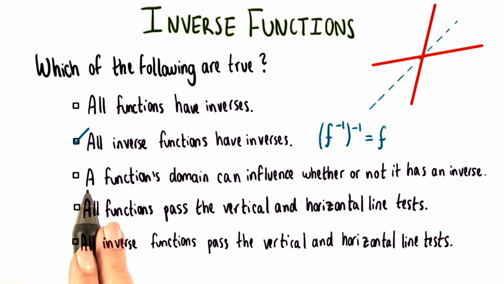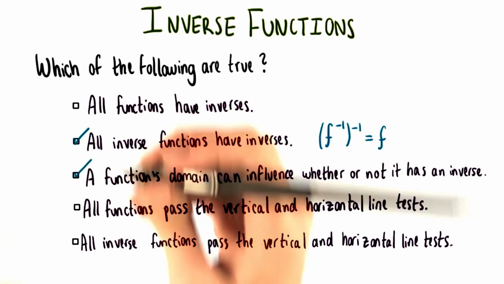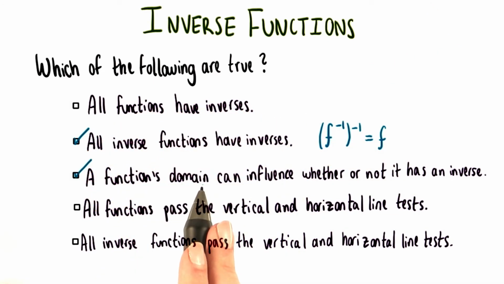Now third, we have a function's domain can influence whether or not it has an inverse. This one is definitely true. We saw this with our parabola, which we took only portions of and saw that those portions had inverses while the whole parabola didn't. And we also saw the same thing with our absolute value function.